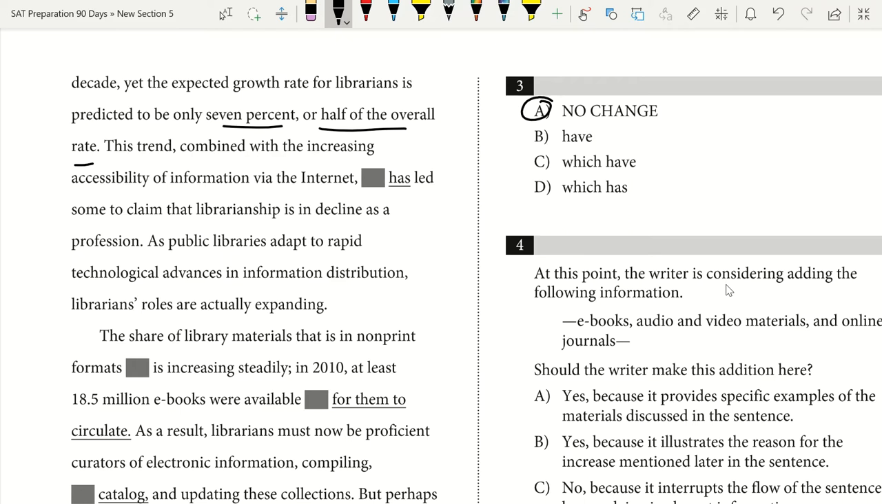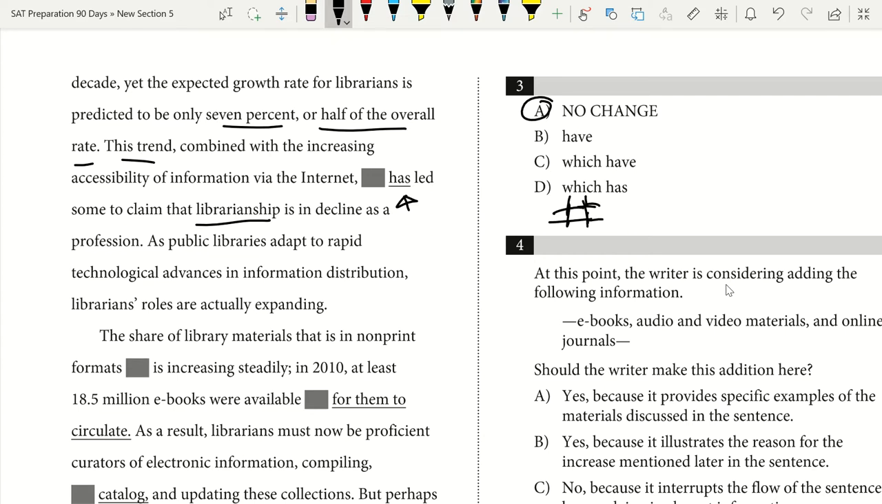Well, this is testing a couple things. It's testing our tense, right? We have to know what tense we're in. In this case, this trend has led some to claim that librarianship, okay, this is the correct tense, right? If we actually look at this, this really isn't necessarily a tense question, so I actually take that back. This is not a tense question, this is a number question, right? I thought it was going to be a number and a tense question, but it's really just a number question, okay?